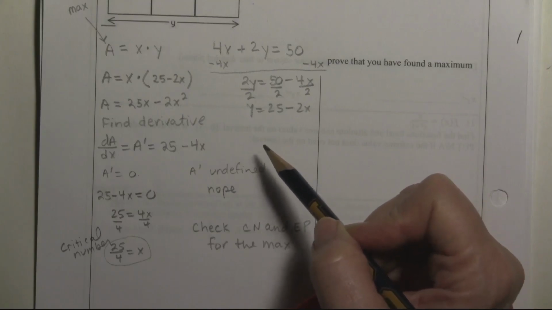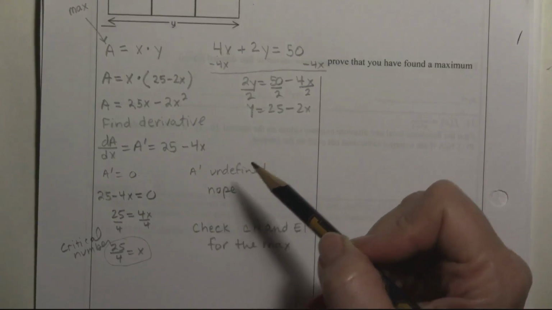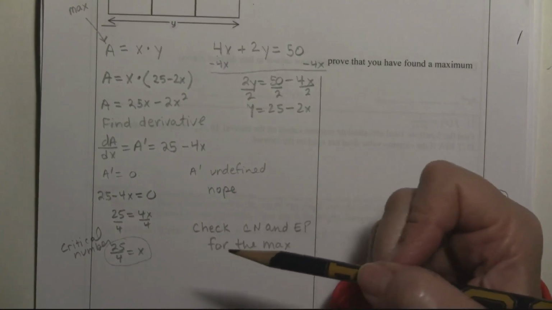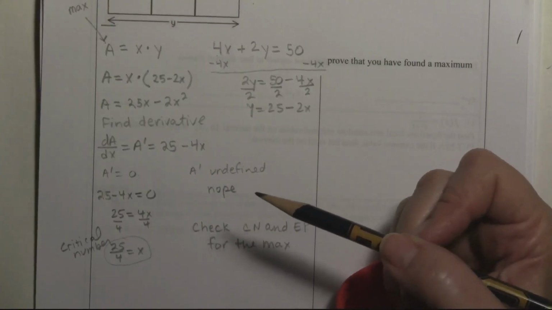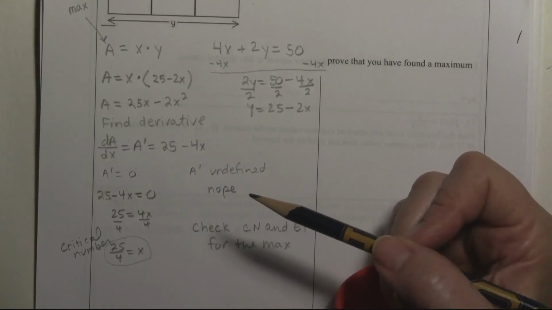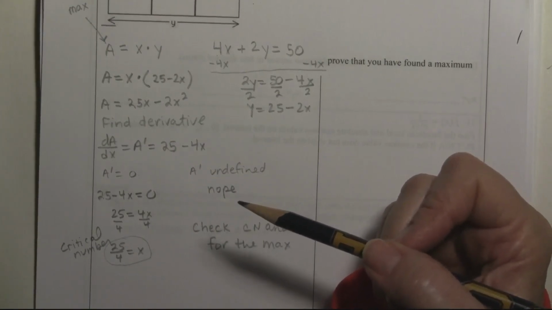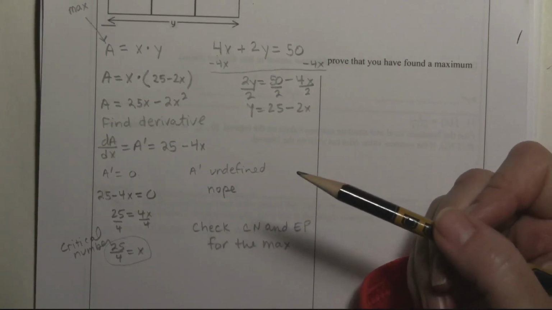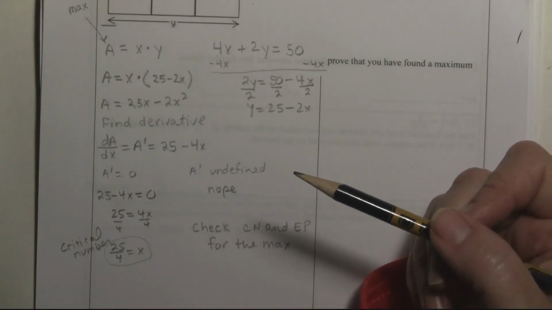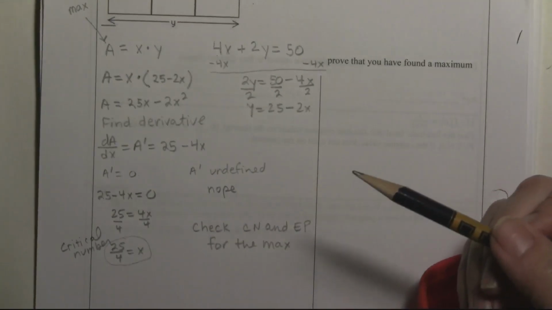But how do I know that that's a maximum area and not a minimum area? This critical number didn't come telling me what it was. I just know that it could be a max or a min. And so what I want to do is prove that it is a maximum, and then I'll go and find all the things about it.